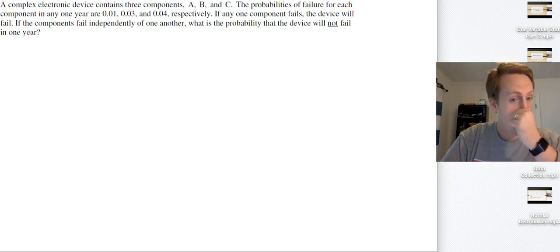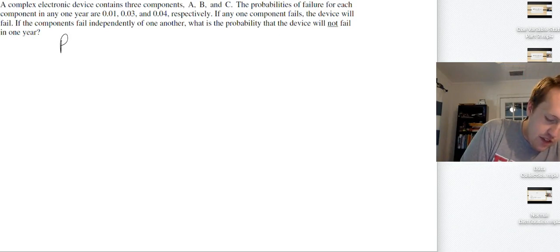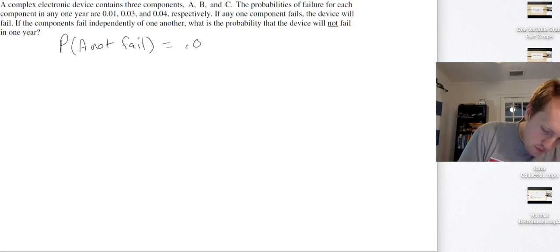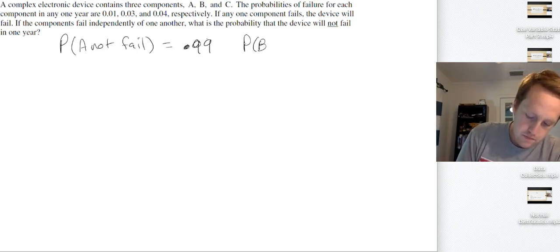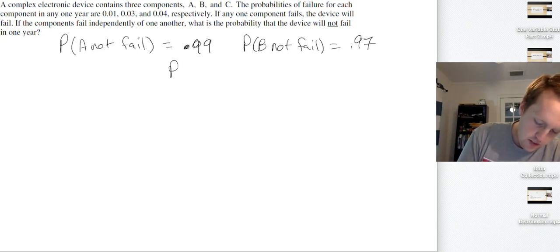Oh my goodness, that's a lot. All right, so if any component fails, the device will fail. So the probability of failure is 0.01, 0.03, 0.04. I want to not fail though. So the probability of A not failing, that's 0.99. Sorry, it's the complement. Probability of B not failing is 0.97. Probability of C not failing is 0.96.